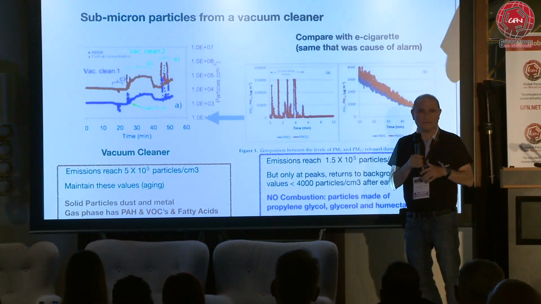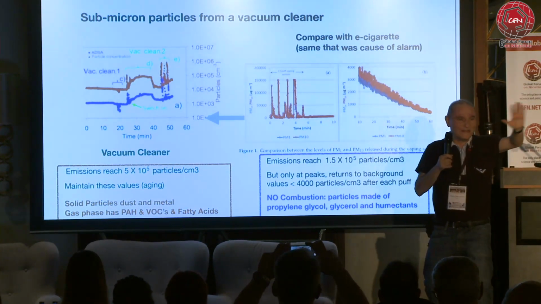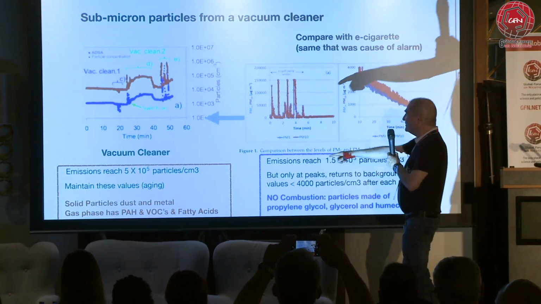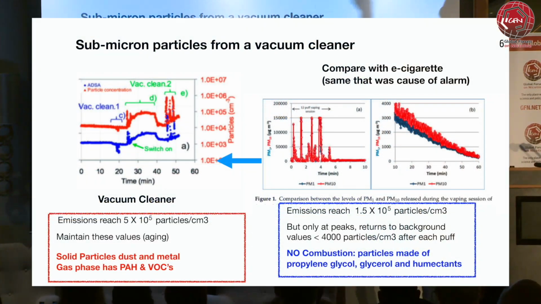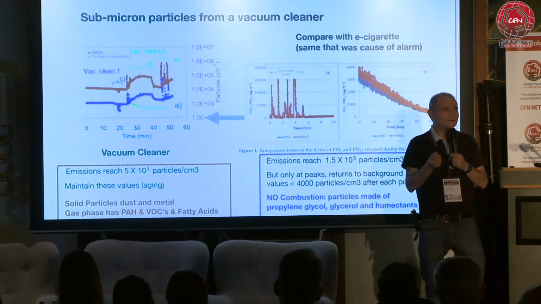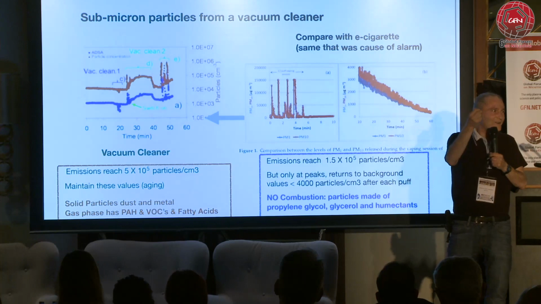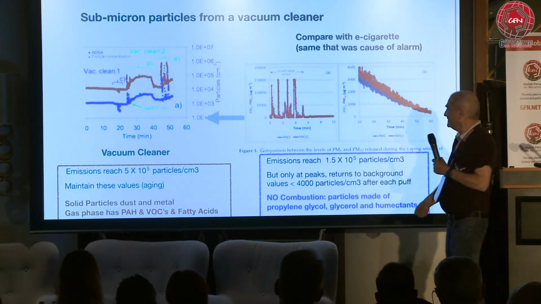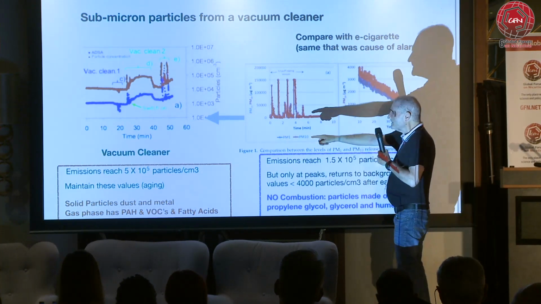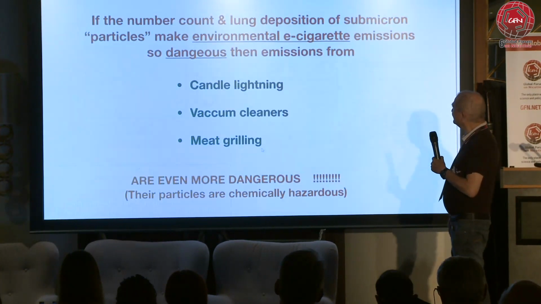Vacuum cleaners. Horrible. Vacuum cleaners are dangerous. Don't use your vacuum cleaner, please. Why? The particles get high levels, one order of magnitude larger than the electronic cigarette, except that now the particles are solid particles that contain dust and metal. Compare this with the humble propylene glycol droplets. And then, yeah, we compare with the electronic cigarette. Vacuum cleaners, dangerous, right? Next one, please.